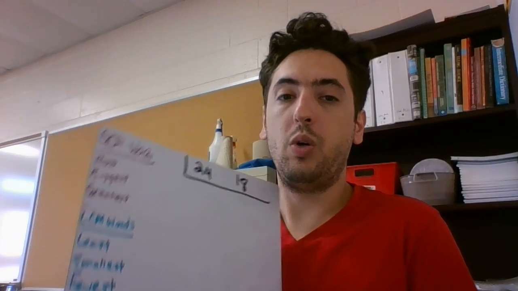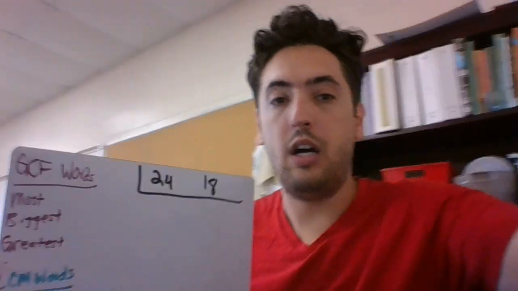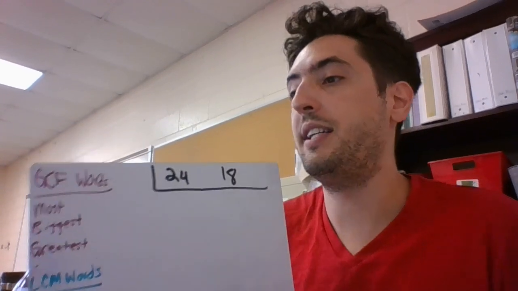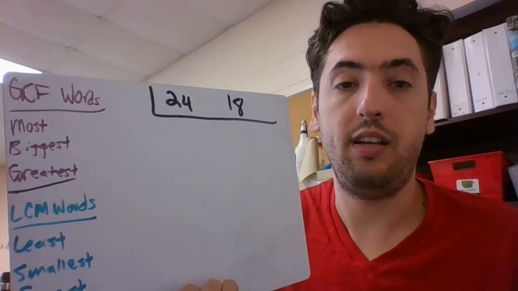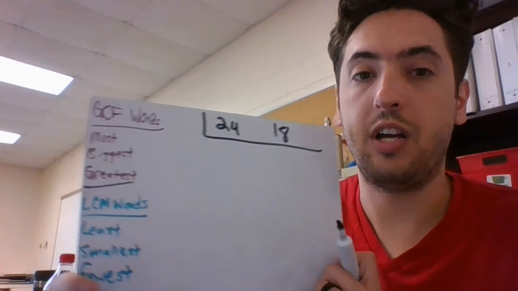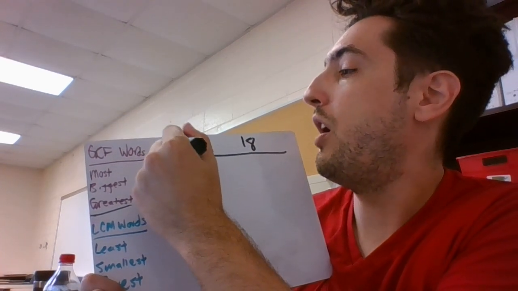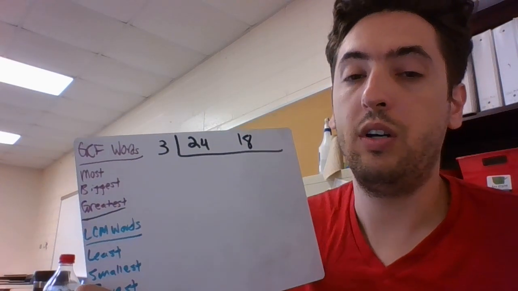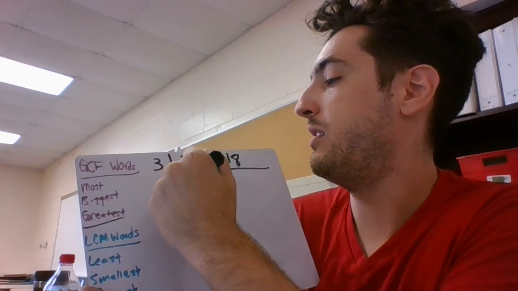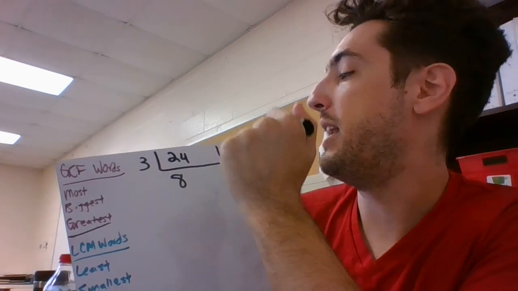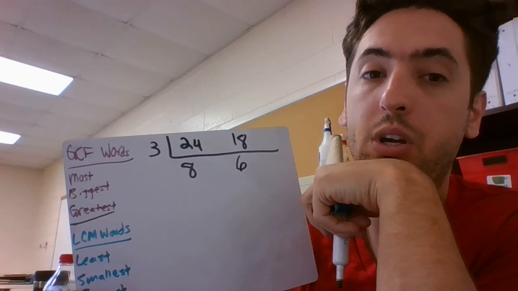Now, so again, the numbers that I picked are 24 and 18. So we're going to solve this because it says greatest number, and here is my hint word, greatest. That tells us that we're doing a greatest common factor. So I'm going to say that we can pull out a 3 of both 24 and 18. And I know that 8 times 3 is 24, and I know that 6 times 3 is 18.